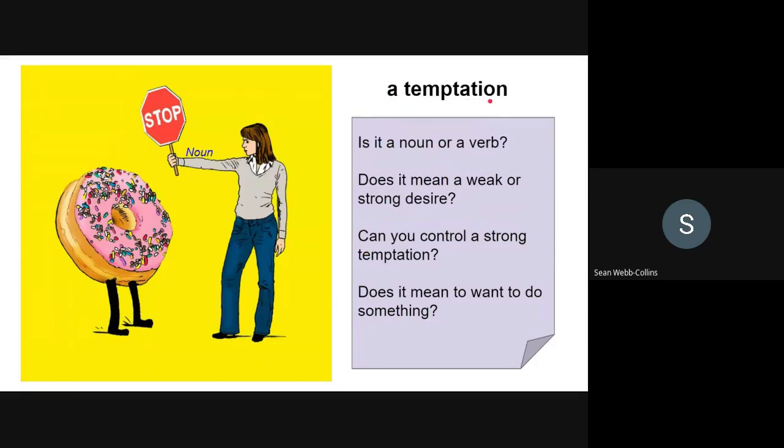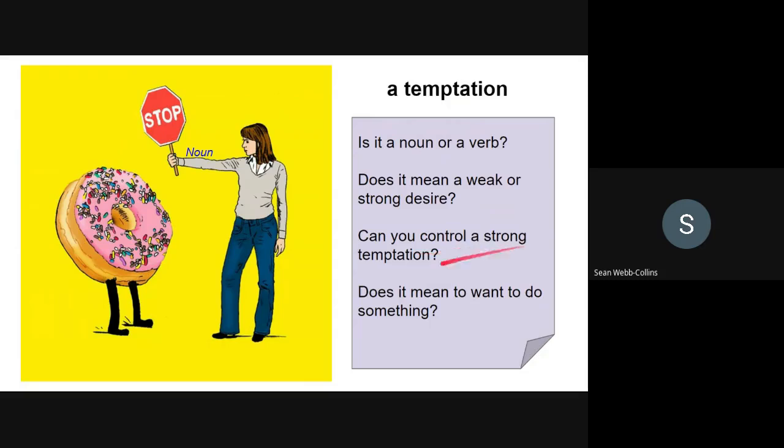A temptation. Is it a noun or a verb? What do we see here? That is an article. So temptation, and we see the shun ending too. So it must be a noun. And does it mean a weak or a strong desire? It is strong. For example, the temptation to eat donuts in this picture can be strong.